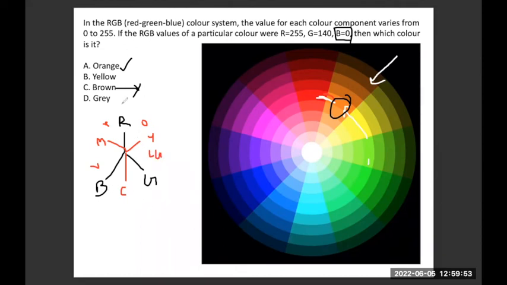So I would suggest you quickly make a short, small drawing of this, just write these values, and you can very easily place them by these values, R 255, G 140. I can say that it will fall somewhere along this tangent, along this arc. So that brings me directly to orange as a color, since the value of blue is 0.